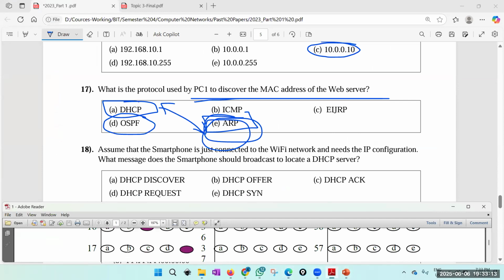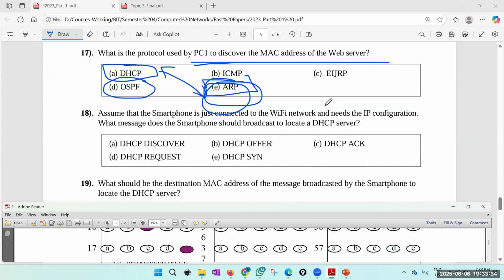17, yes, C. Because DHCP is to assign IP addresses. It is not going to resolve your MAC address to IP address. ARP is the one that resolves IP to MAC and MAC to IP. Okay. Right, 18.